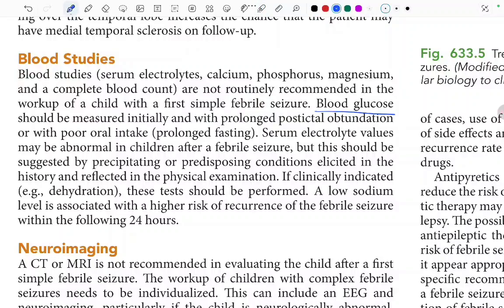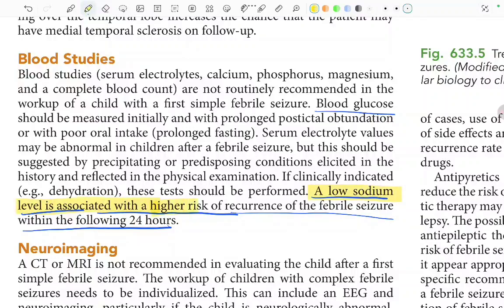Serum electrolyte values may be abnormal in children after a febrile seizure, but this should be suggested by precipitating or predisposing conditions elicited in the history and reflected in the physical examination. If clinically indicated, for example there is dehydration, these tests should be performed. A low sodium level is associated with a higher risk of recurrence of febrile seizures within the following 24 hours. This is something new. Fine, this line is new, that if a low sodium level is present at the time of presentation, then they have a high risk of recurrence of febrile seizure within the following 24 hours. We read it in the risk factors table also.